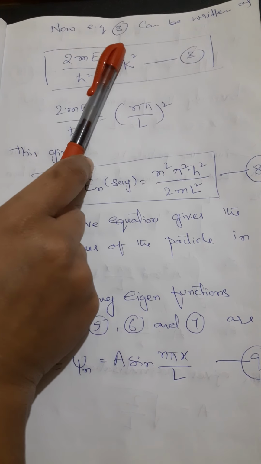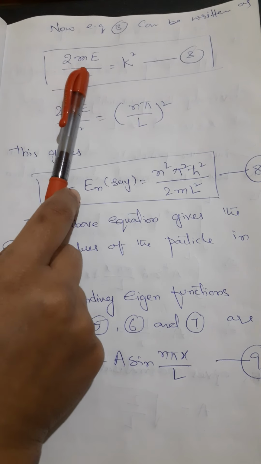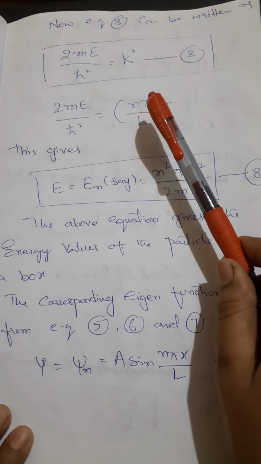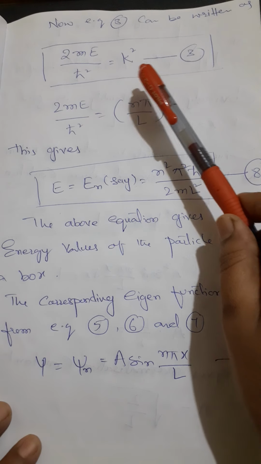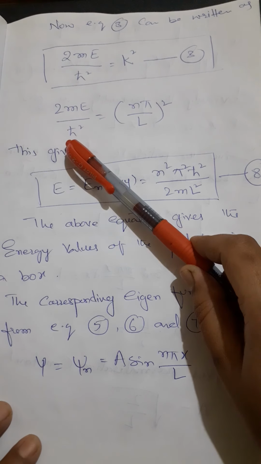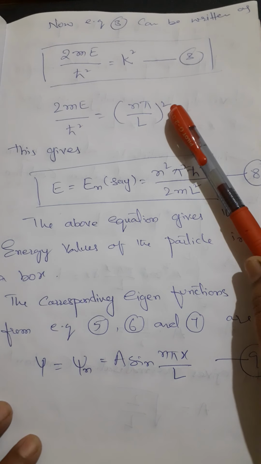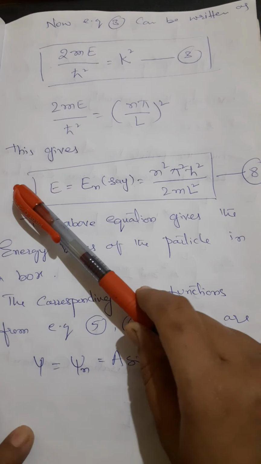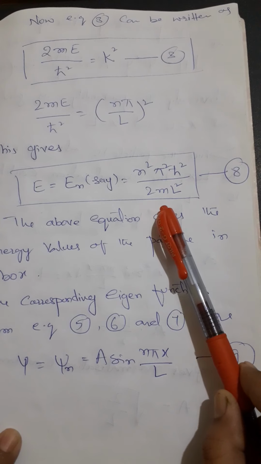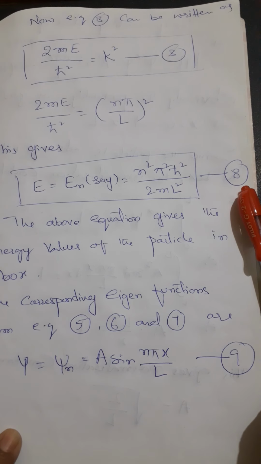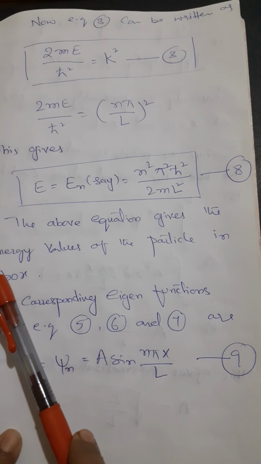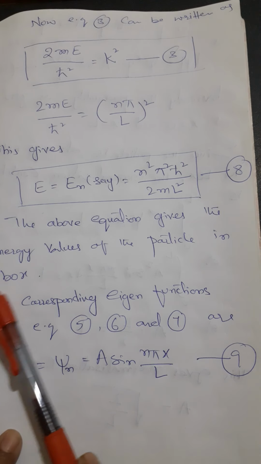Now from equation number 3 we can write 2mE by h bar square is equal to k square. This is equation number 3. So now we got the value of k, and we simply substitute the value of k in equation number 3. So 2mE by h bar square is equal to (n pi by L) whole square, that is k square. So this gives E is equal to En is equal to n square pi square h bar square by 2mL square. Let us take this as equation number 8, and this equation number 8 is the representation of the energy values of a particle in a box.